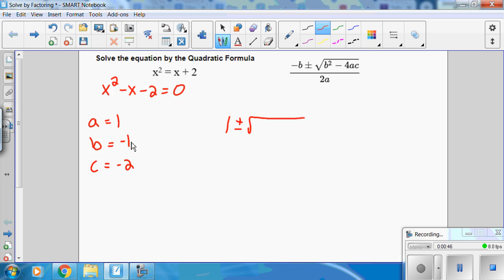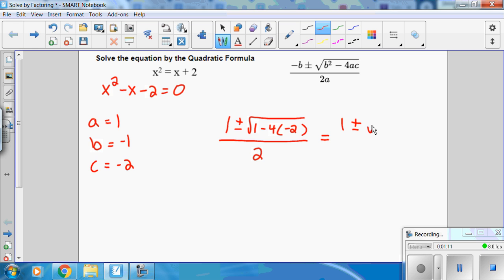B squared, that's negative 1 squared, which means it's negative 1 times negative 1, which gives us a positive 1, minus 4, and then a times c. Now, a times c, that's 1 times negative 2, that's negative 2, all over 2a. A is 1, so 2 times that is 2.